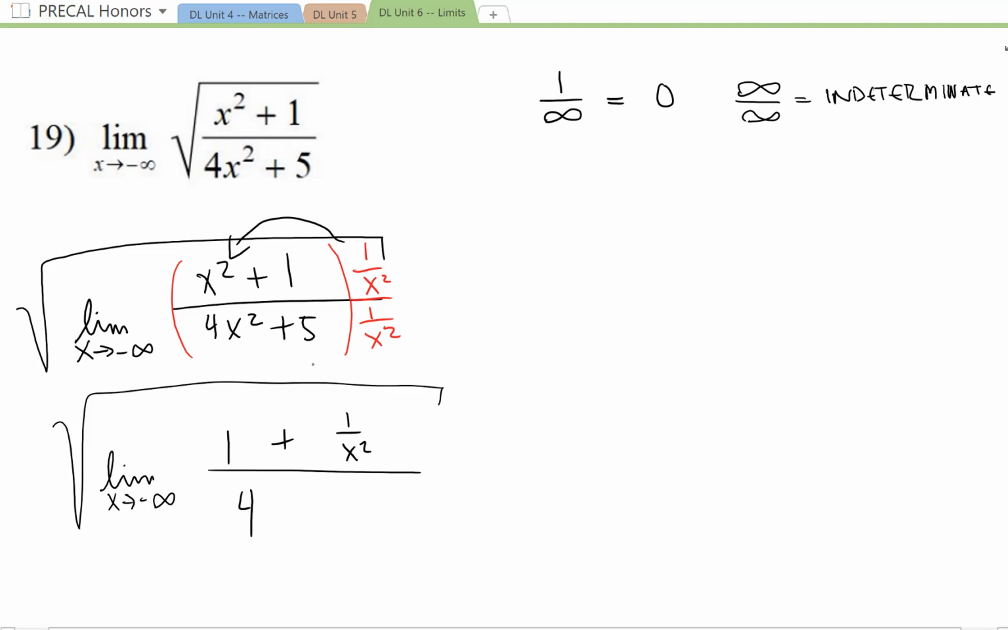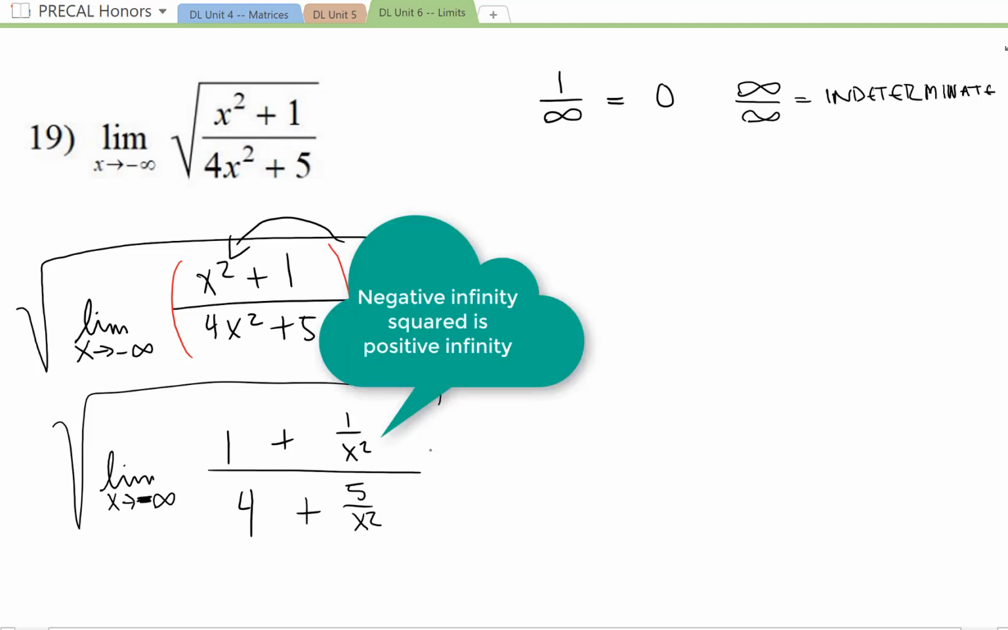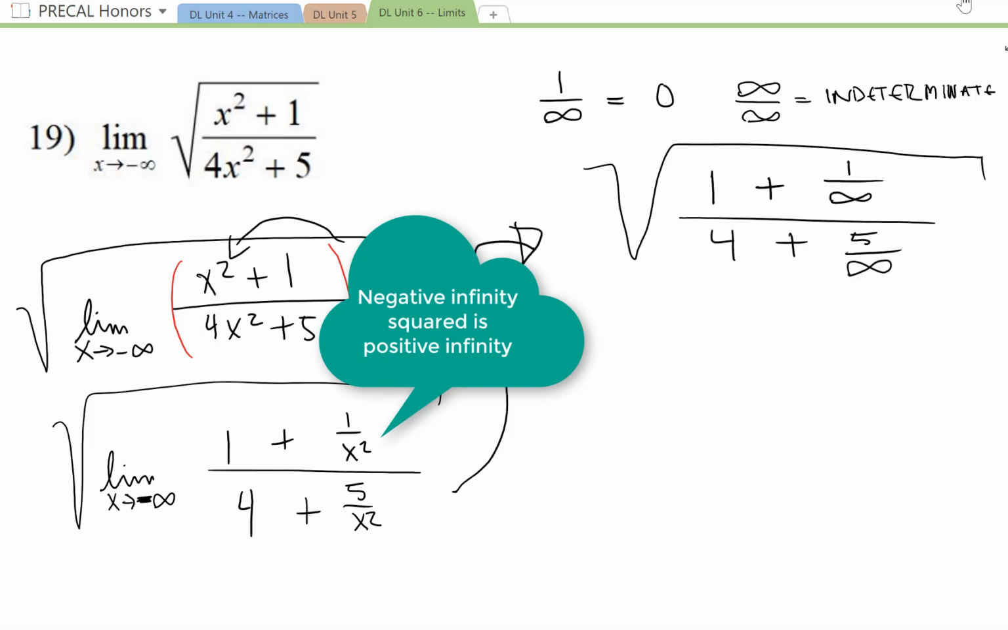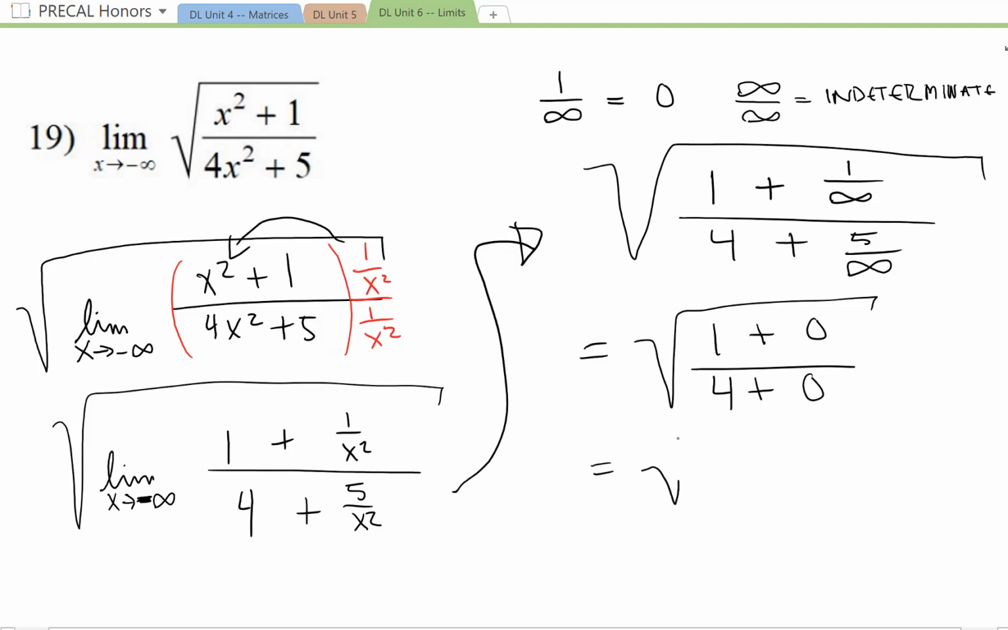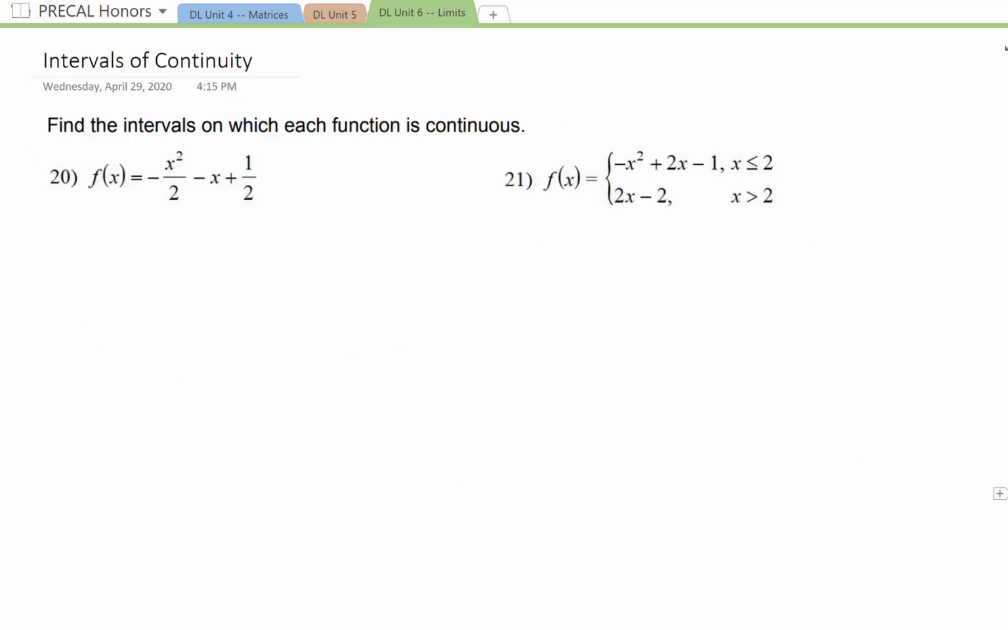This gives me 4 plus 5 over x squared. Now I can use direct substitution for negative infinity. 1 divided by infinity is 0. 5 divided by infinity is 0. The square root of 1/4 is 1/2.